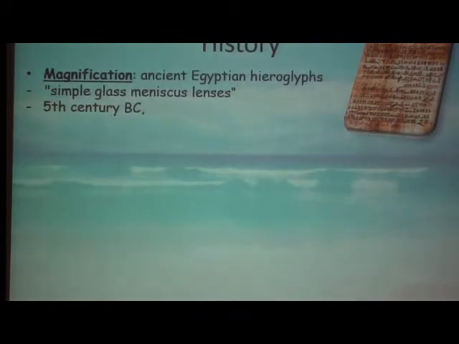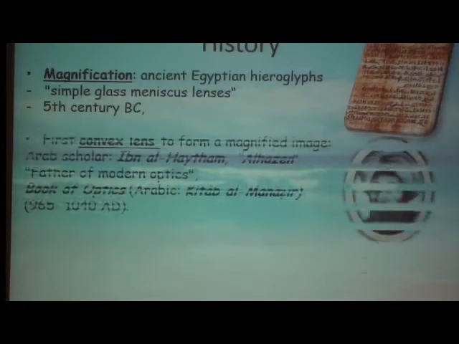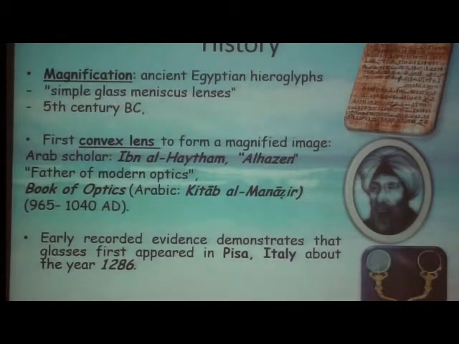Starting with history, as usual, the ancient Egyptians were the first to create everything. Magnification, as a simple glass meniscus lens, has been mentioned in the 5th century BC. But the first to describe the convex lens is Al-Hasan al-Haytham in his book of optics, Kitab al-Manazir, in 1000 AD. But the earliest recorded evidence for glasses was an entry in 1286.